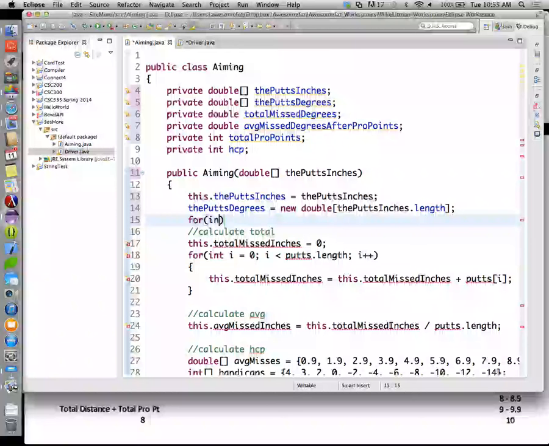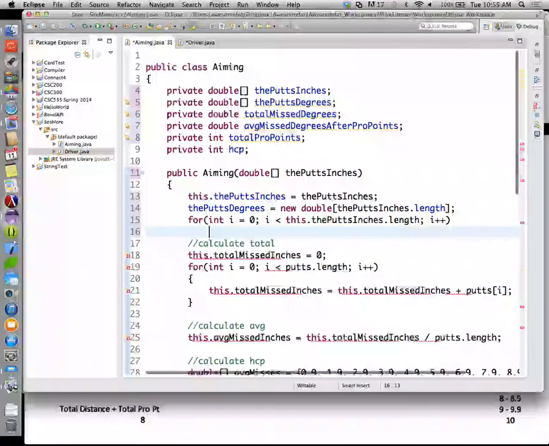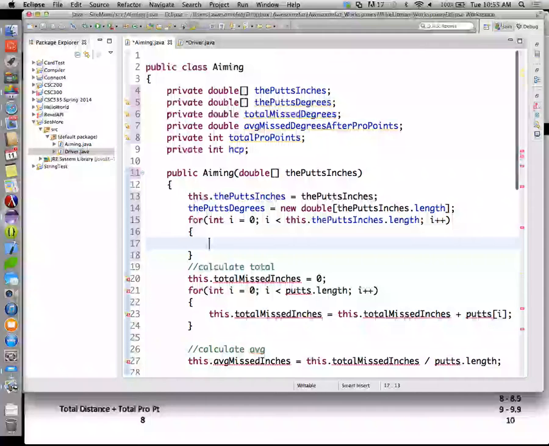Then we're going to loop through. For int I is equal to 0, I is less than this dot the putts, doesn't matter which one we used, inches dot length, I plus plus, because these are parallel arrays, right? These two arrays link up with each other. We talked about parallel arrays in here, didn't we? Okay.